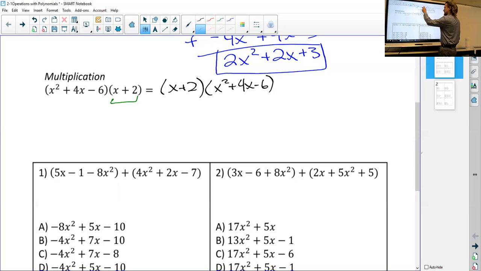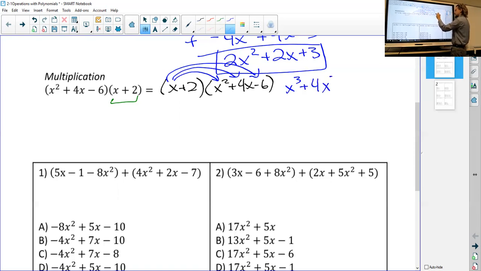And then we're just distributing. So I'm going to multiply everything over here by x. My last answer's kind of in the way, but that's all right. So x times x squared is x to the third. x times 4x is 4x squared. And x times negative 6 would be negative 6x. So all I'm doing is distributing.